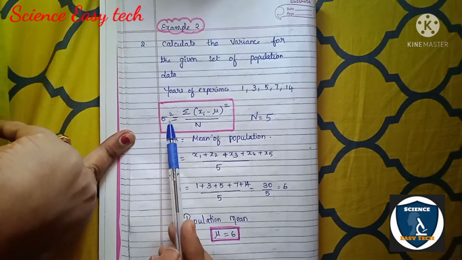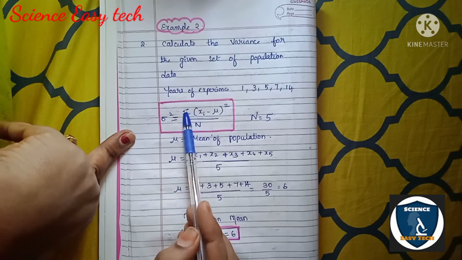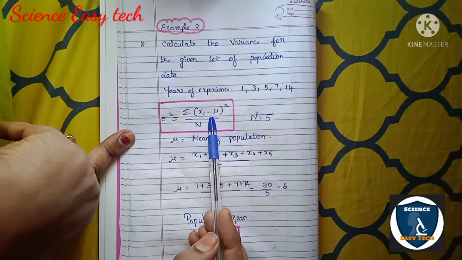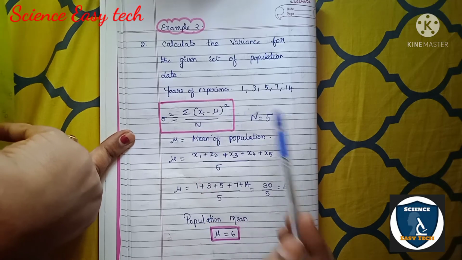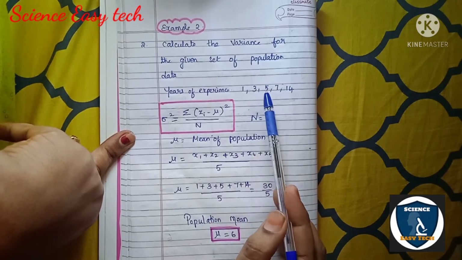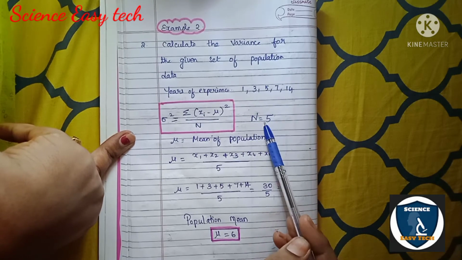So here what you have to use? You have to use the formula sigma squared is equal to summation of (xi minus mu) whole squared divided by n. So here n how much? 1, 2, 3, 4, 5. So n is 5.